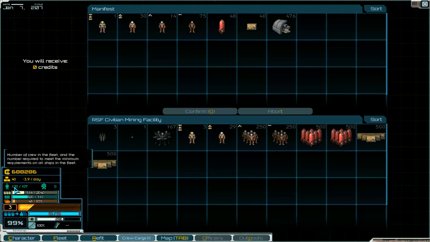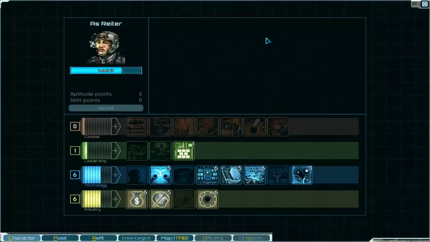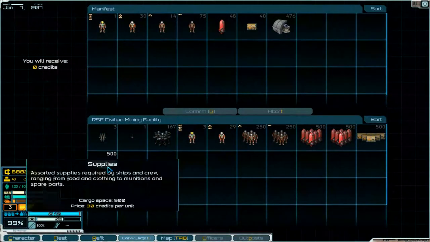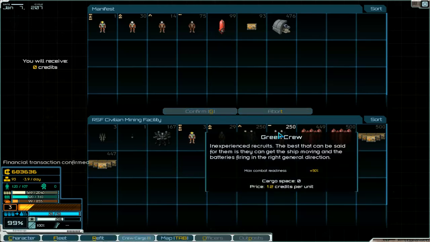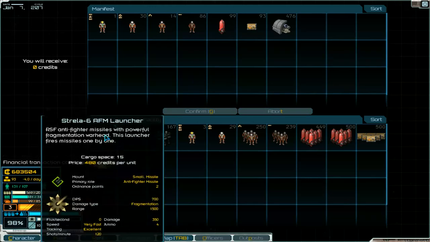120 we've got, and the number required. Okay, 107 is needed. Okay. Threat now. That's all, I think. Or no, we need fuel and supplies. Here and here. Okay, confirm. Now, some green crew. Okay. That's all, I think.